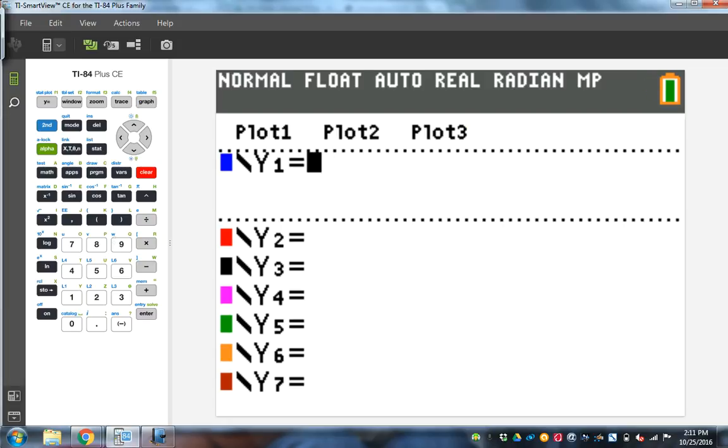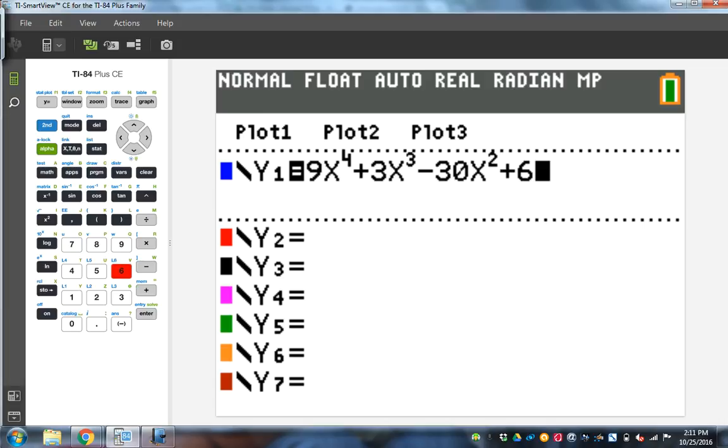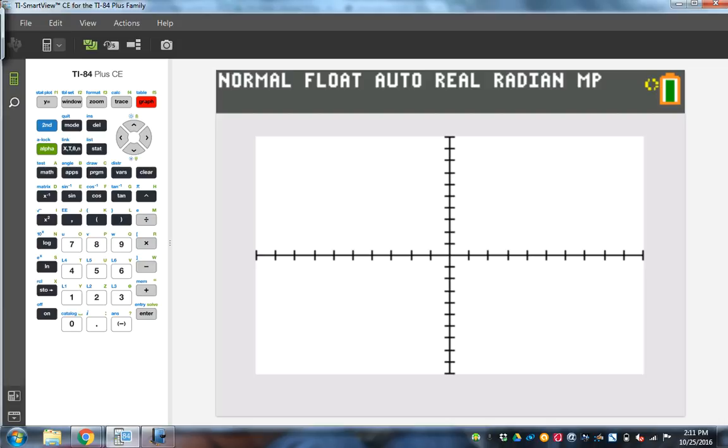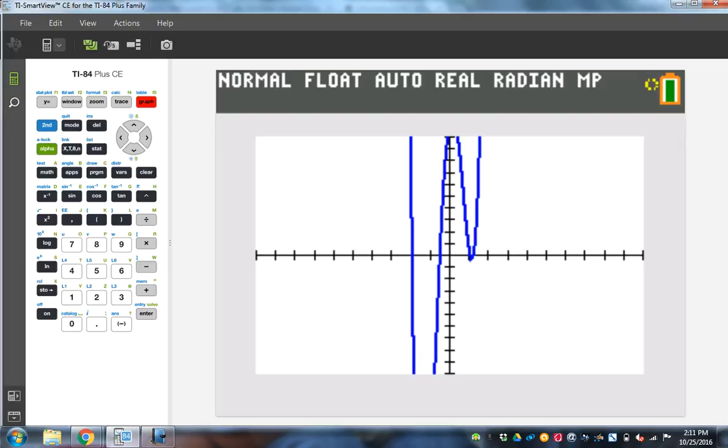Clear that one out. So 9x raised to the fourth. And then we have plus 3x cubed. And then minus 30x squared plus 6x plus 12. Make sure everything's right. Looks like it is. And I can hit graph. I'm looking for where that's crossing the x-axis. There's 1, 2, 3, 4 places. Okay.